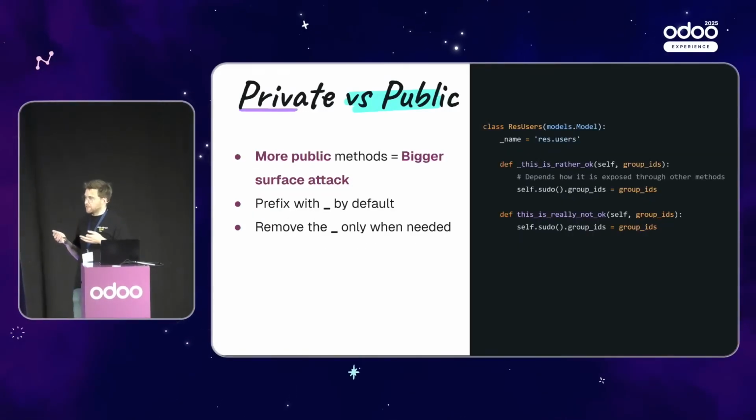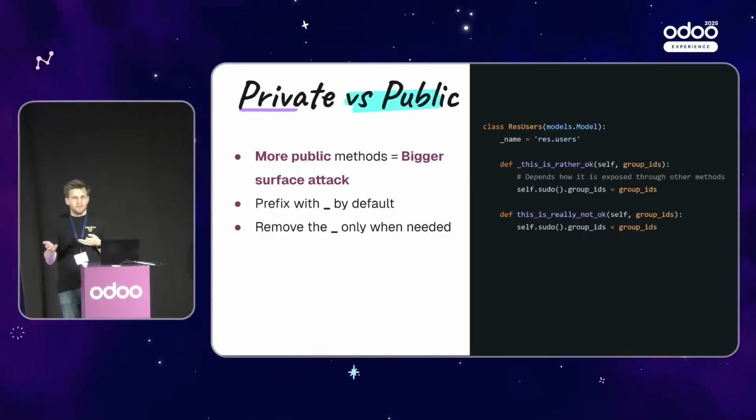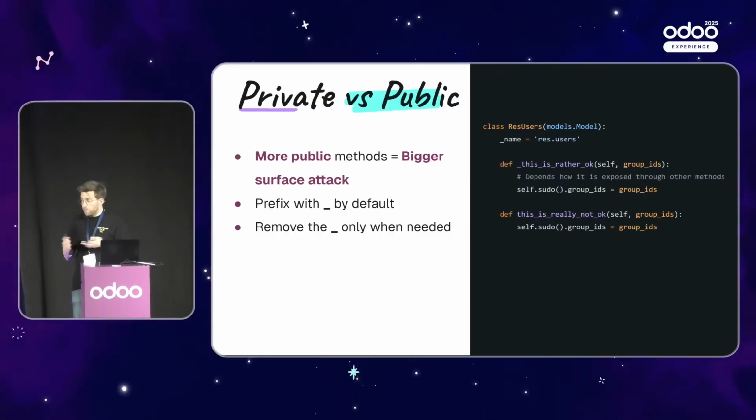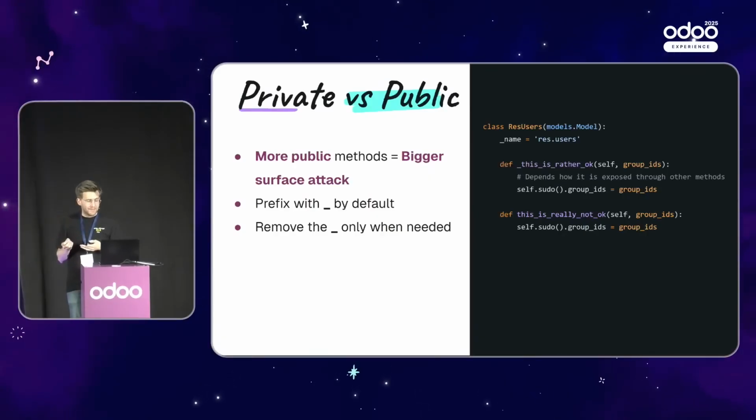All of this is because the more public methods you put in your models, the more possibilities you give to attackers to attack your database. The more public methods, the bigger attack surface you have in your database.